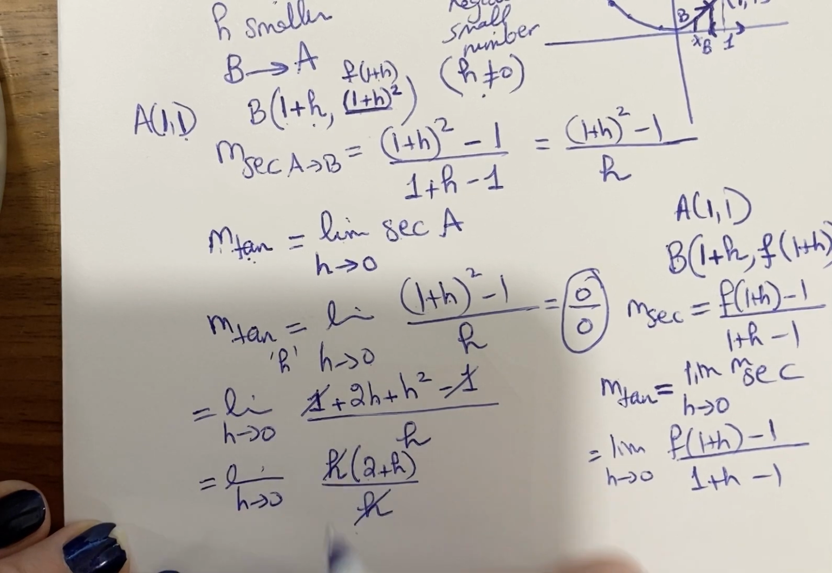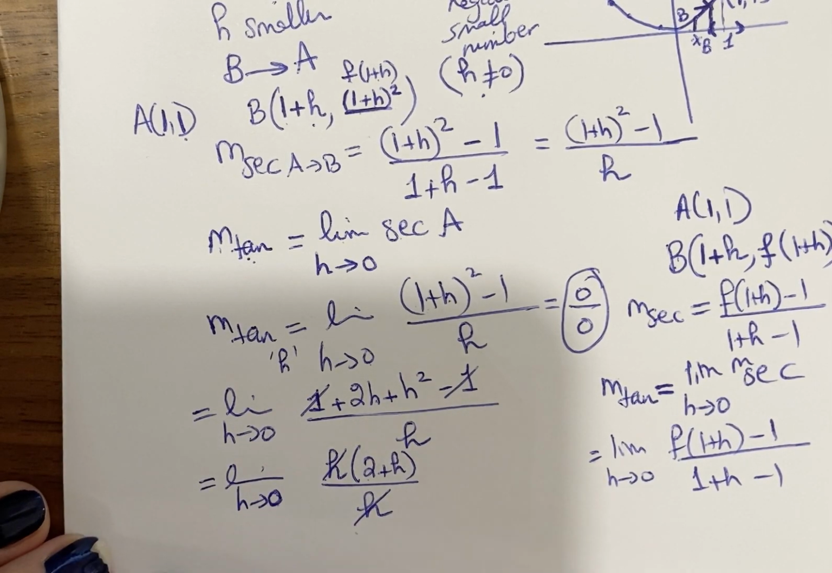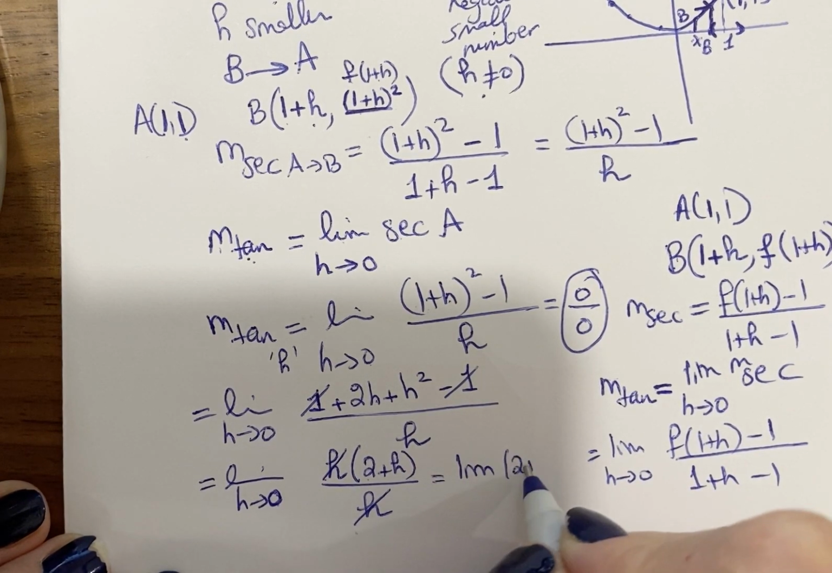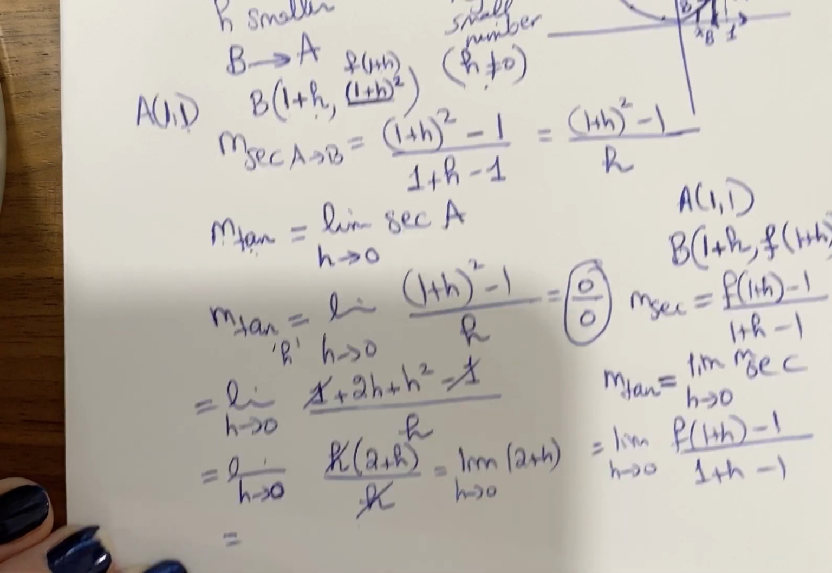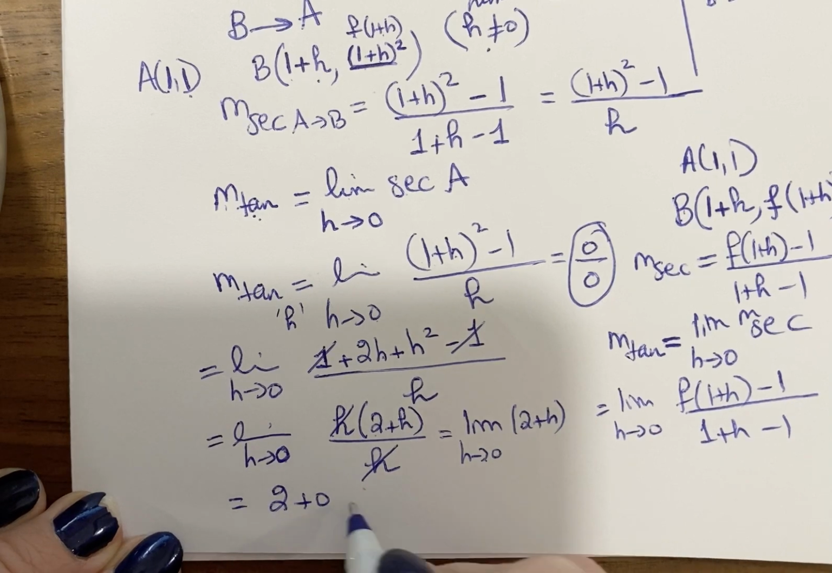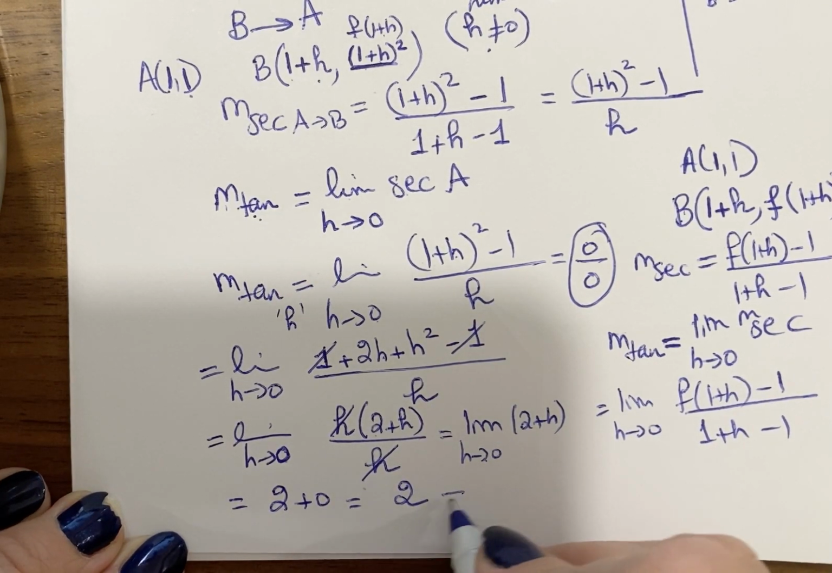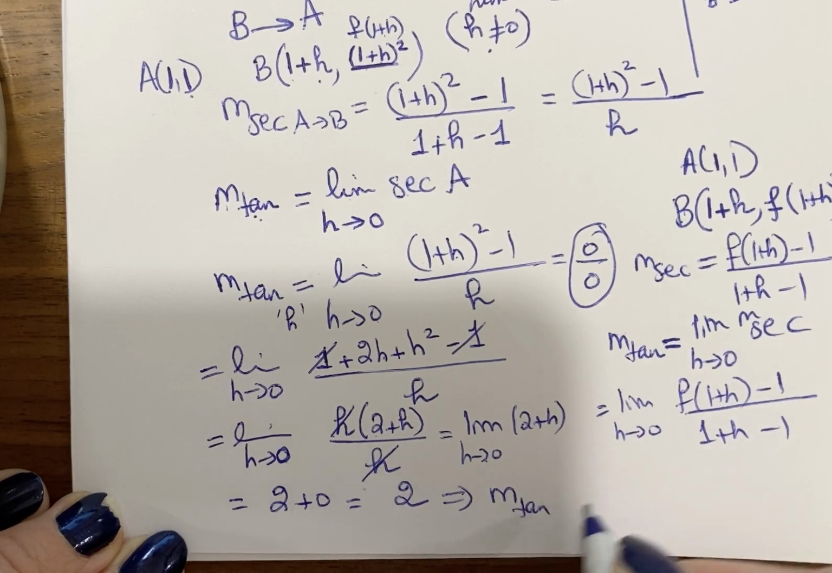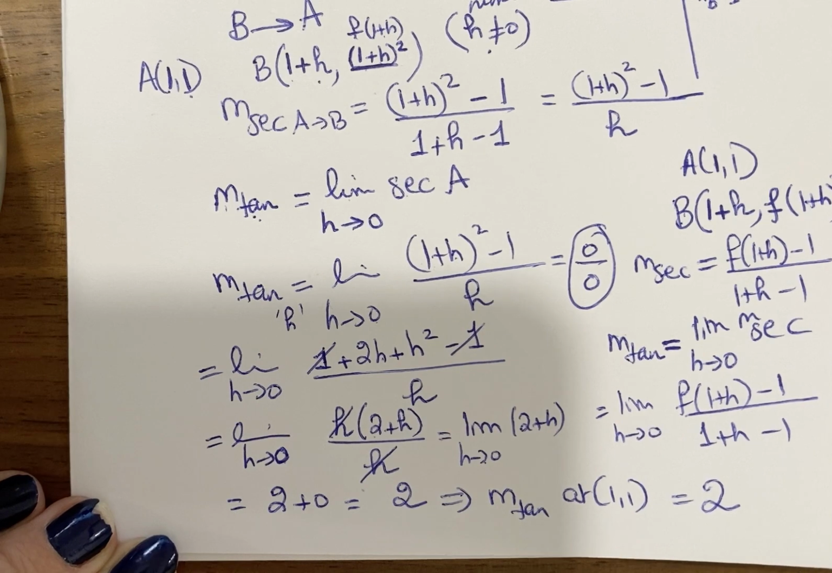I cancel the h with the h because now h approaches 0, but it's not exactly equal to 0. Then what do I have left? 2 plus h. What is the value of the limit of 2 plus h as h approaches 0? I substitute, I get an answer of 2. So what's the slope of the tangent at 1, 1? At the point 1, 1, the slope of the tangent is equal to how much? It is equal to 2.